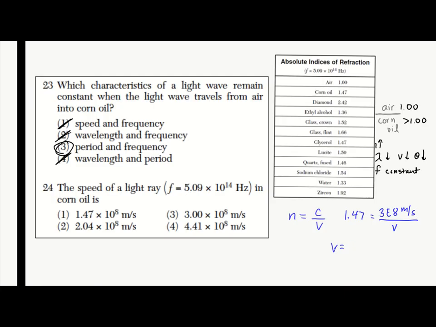I'm screwing up here. 2.04 times 10 to the 8th meters per second. And that's choice 2.